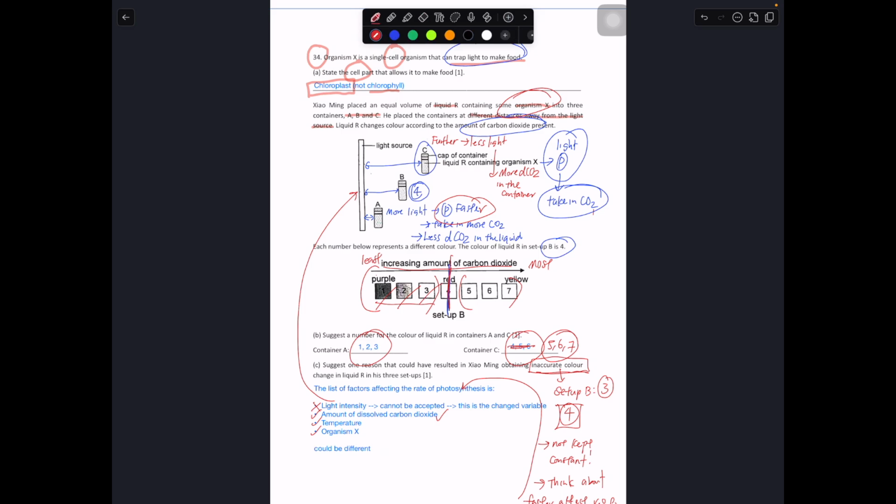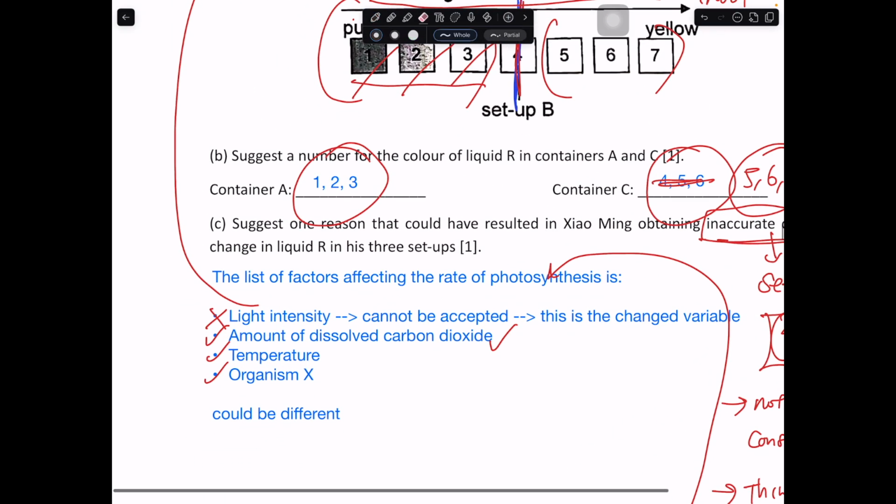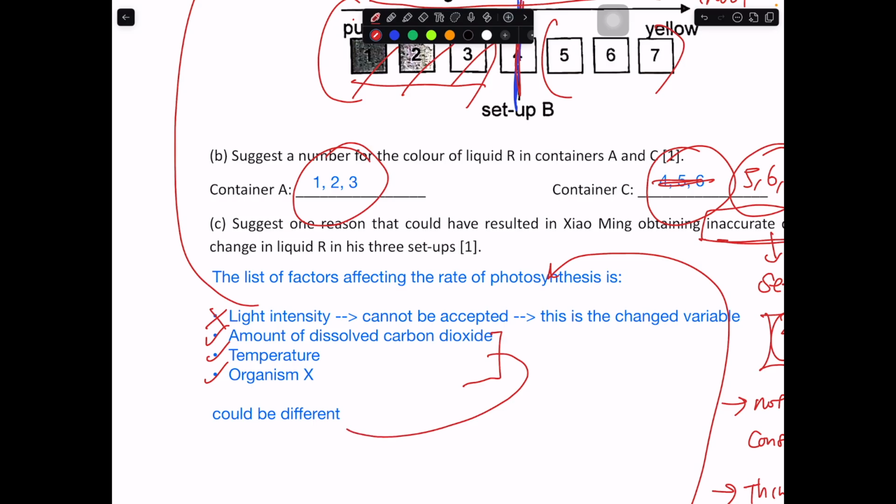So all these are actually possible reasons that could lead to a different result obtained by Xiaoming, due to the changes in the color. So how do you answer this? You can say the amount of dissolved carbon dioxide could be different in all three setups.